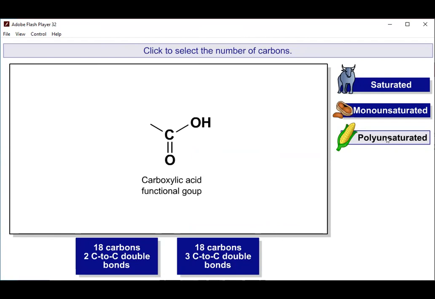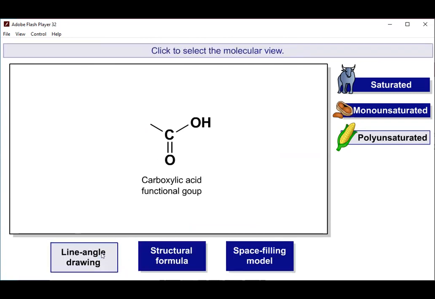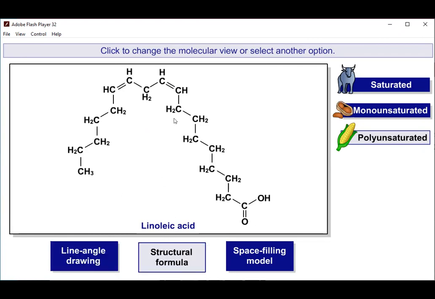You can have 2, 3. And so here's 18 carbons with 2 double bonds. We're going to start with the line angle drawing. So these are 2 double bonds, and they both are the cis arrangement. So the cis arrangement forces a bent shape. It forces the carbon chain to bend around because the 2 hydrogens are on the same side of the double bond. And so here's the structural formula.